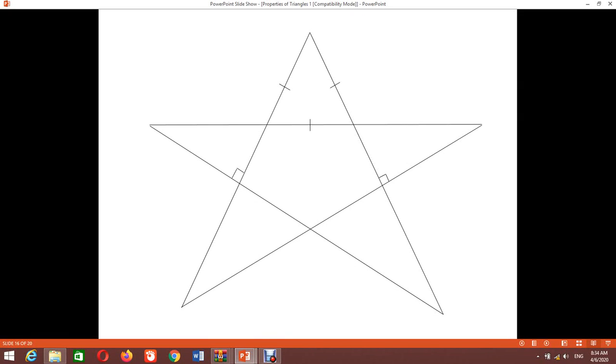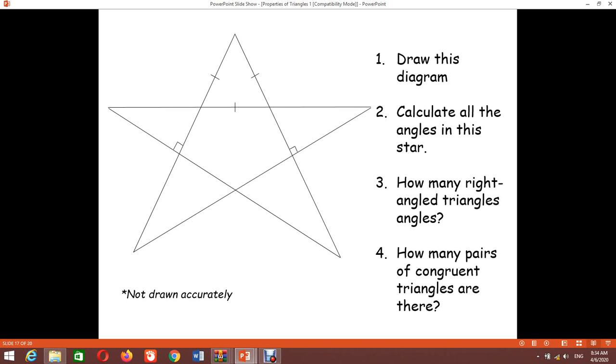On this screen, we could see what? A star. Draw this diagram. In other words, draw this star. Now, this star is not drawn accurately. So take your ruler and your pencil and draw this star accurately. Point 2. Calculate all the angles in this star. 3. How many right angle triangles can we find? And 4. How many pairs of congruent triangles are there?